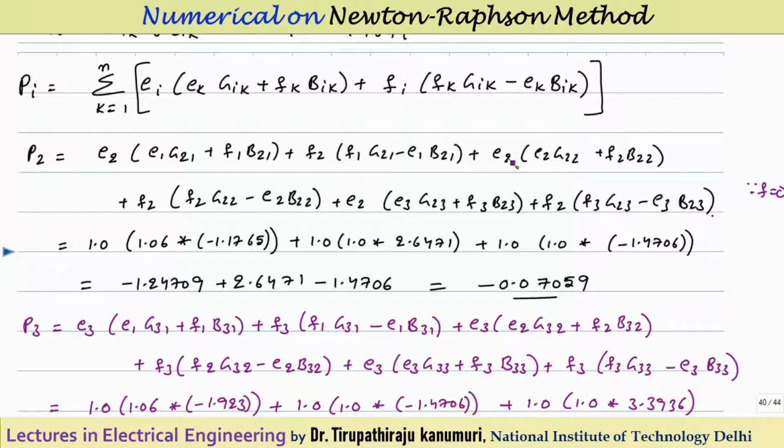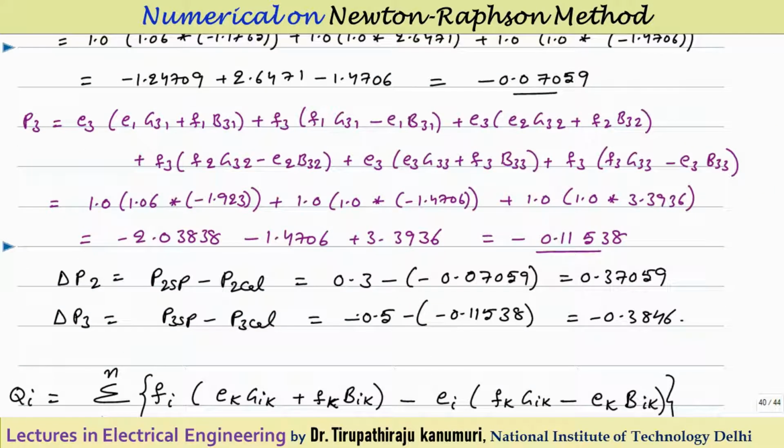That means E2 is 1.0 multiplied by E2 multiplied by G22. I have taken this one. Again similar is the case for the remaining. This will become 0. Only this will be there, E2, E3, G23. Again this will become 0. So I have substituted that. I got the answer as minus 0.07059. I have pre-calculated everything because we can complete within 20 minutes.